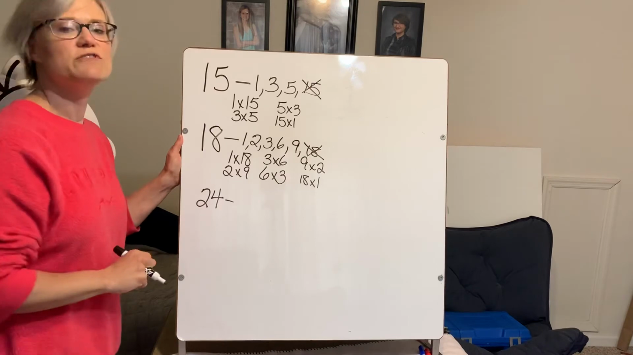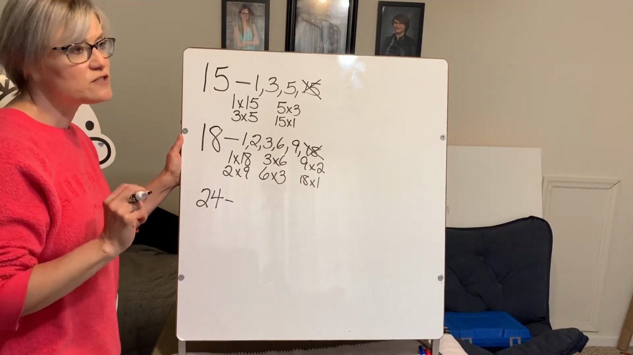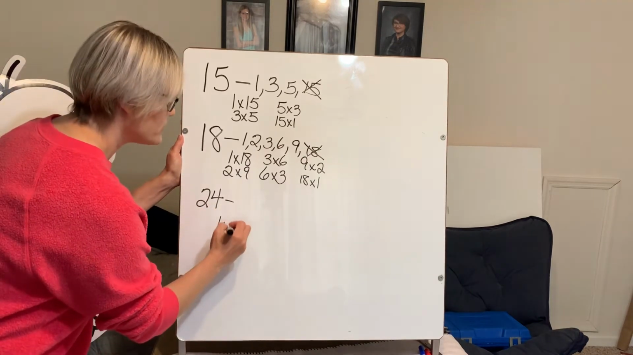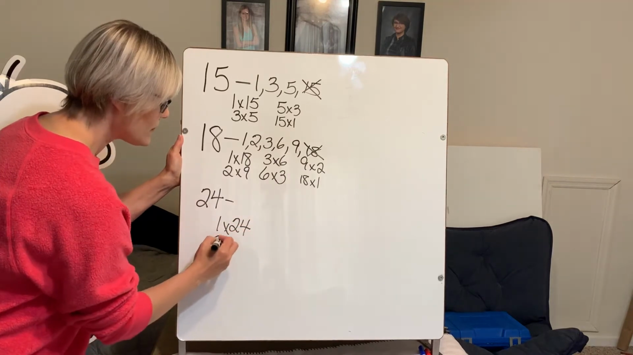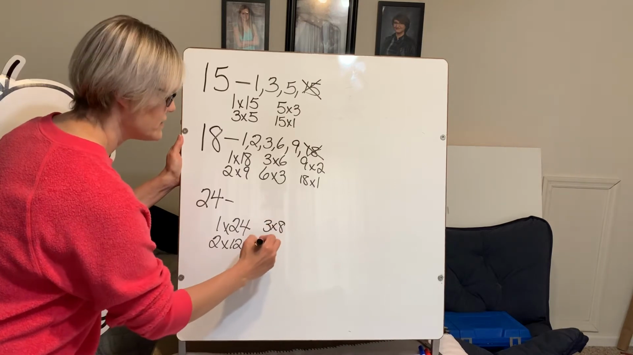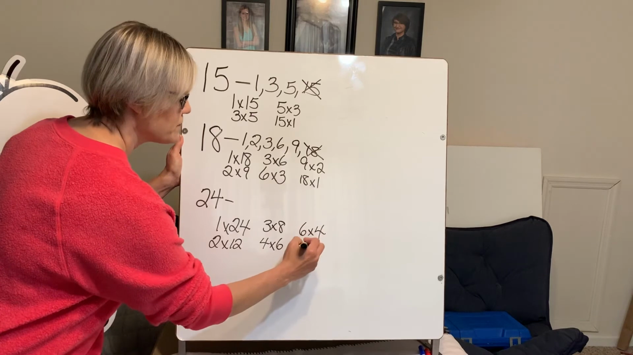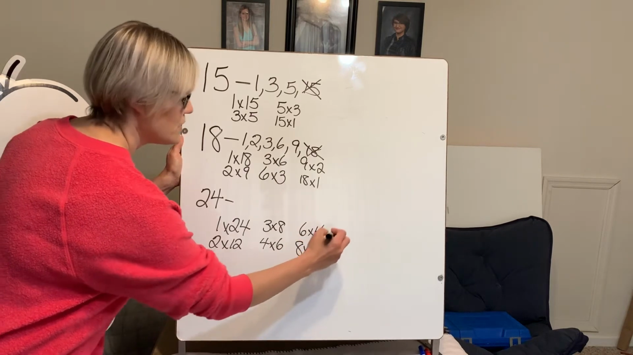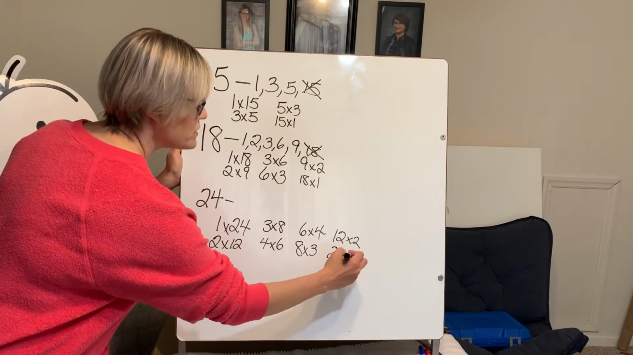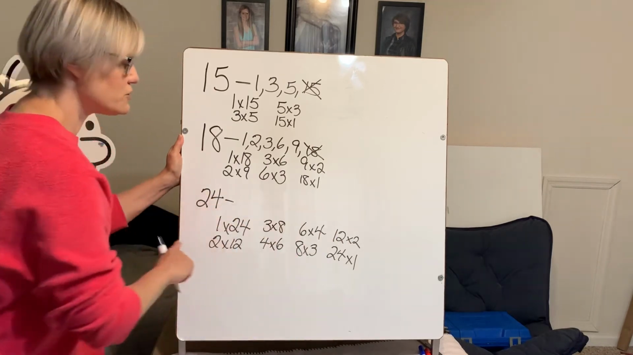All right, let's move on to 24. Now, 24 is an even number, so I know it's going to be divisible by 2, which means 2 will be a factor of 24. So I know 1 times 24. I've got 2 times 12. I have 3 times 8. I have 4 times 6. 6 times 4. 8 times 3. 12 times 2. And 24 times 1.